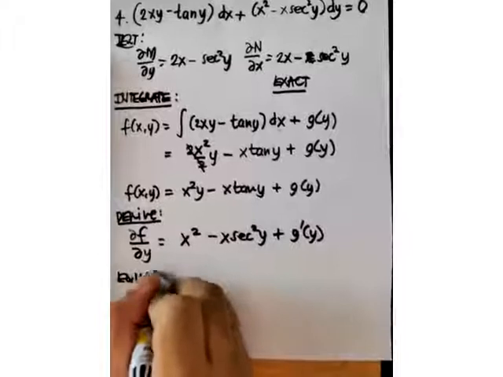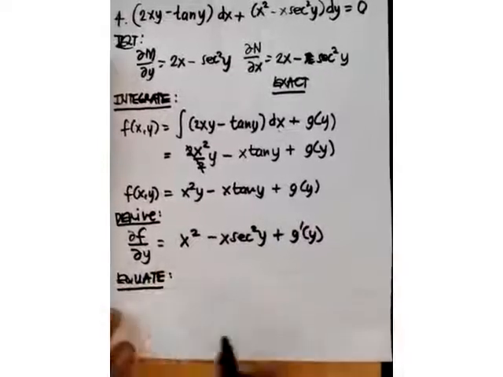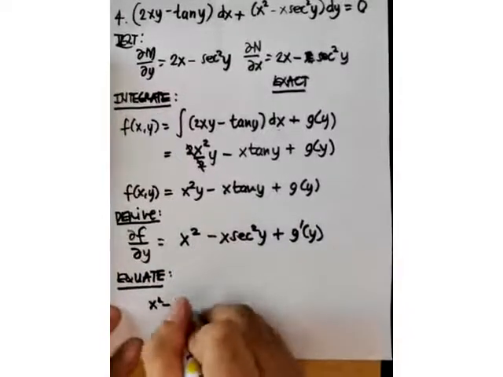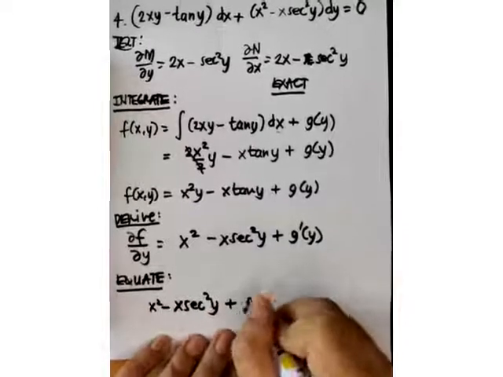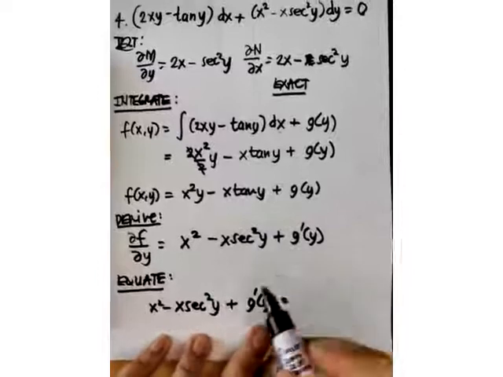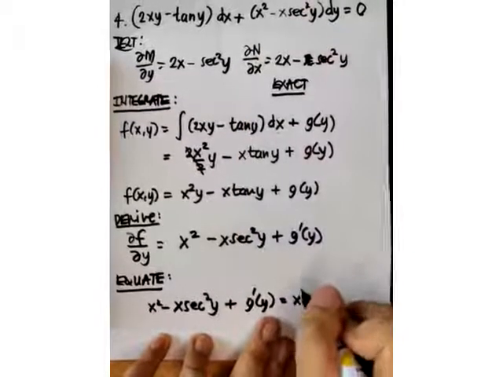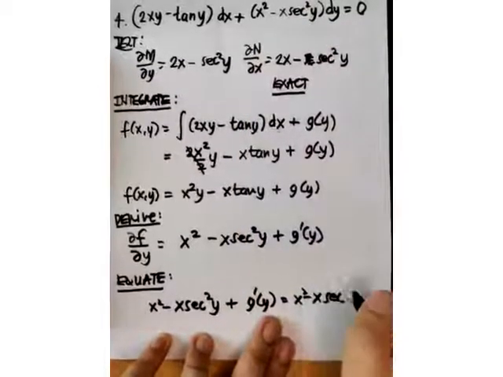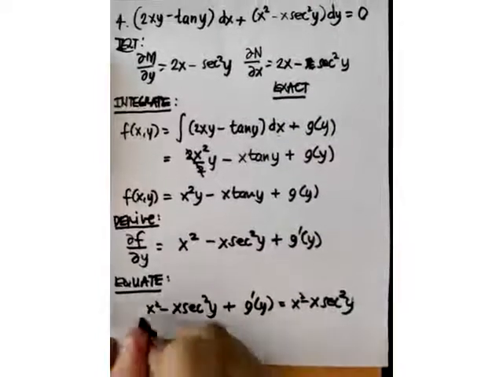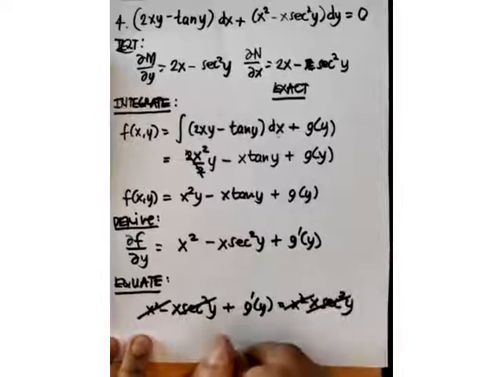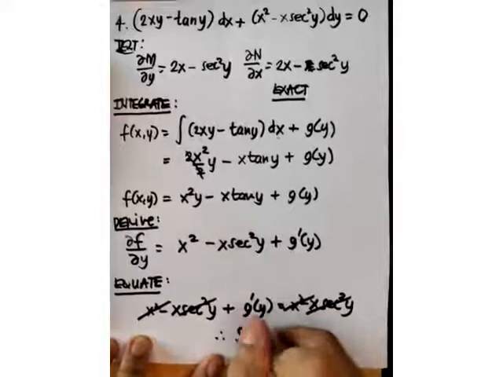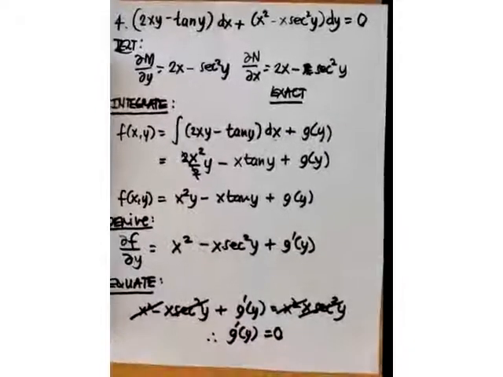Okay, ang next step natin is equate natin siya dun sa hindi natin pinili. So x squared minus x secant squared y plus g of y prime is equal to x squared minus x secant squared y. Then we can cancel. So therefore, g of y prime is equal to 0.